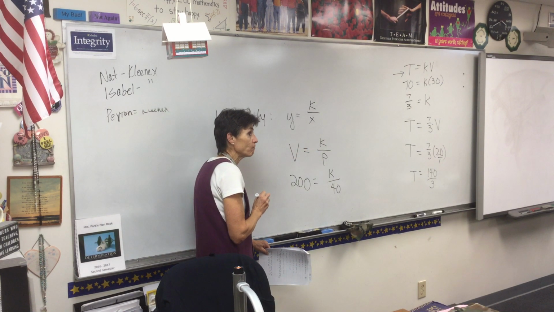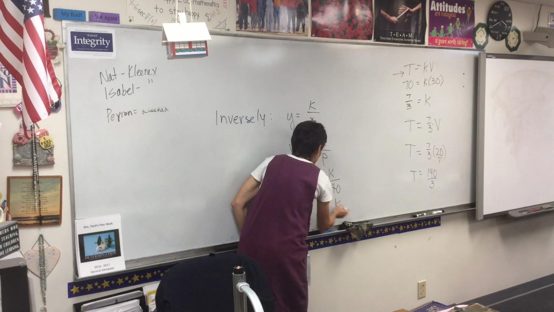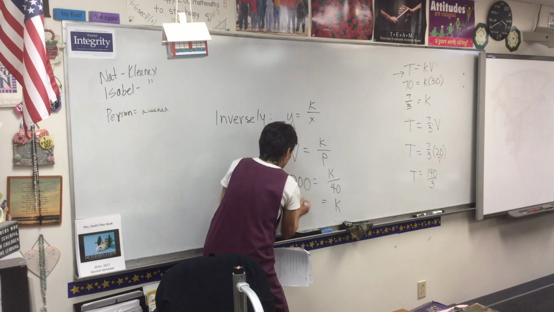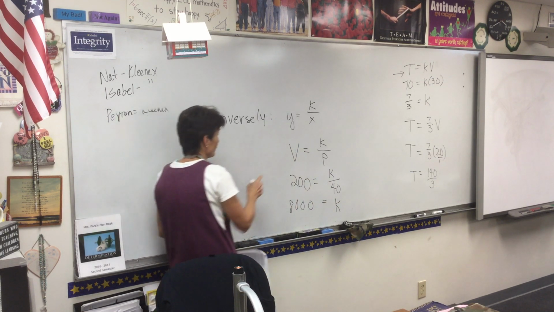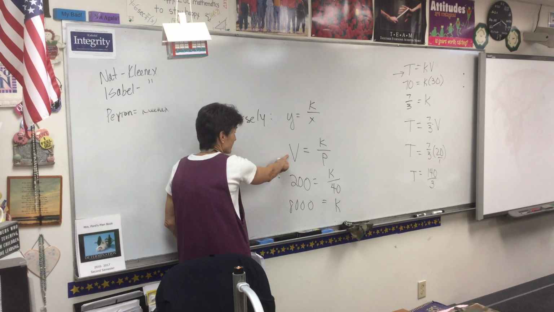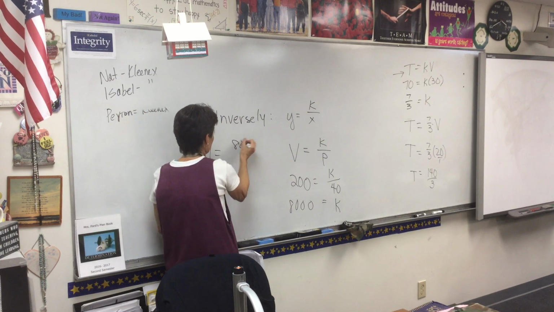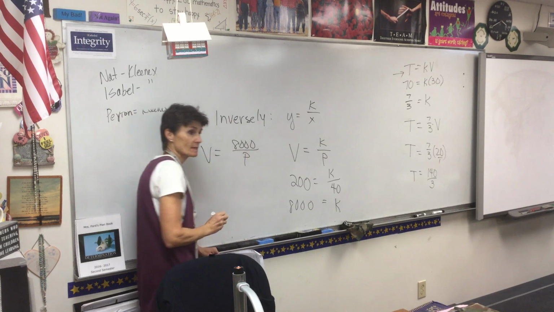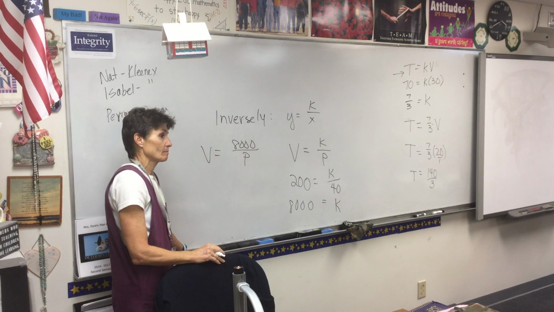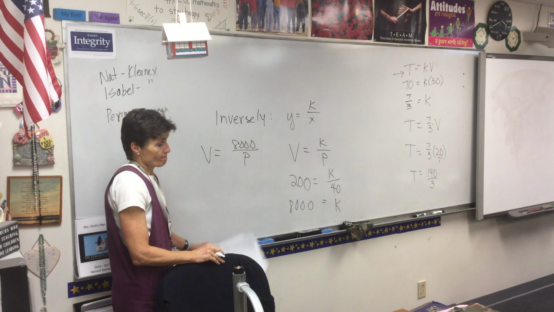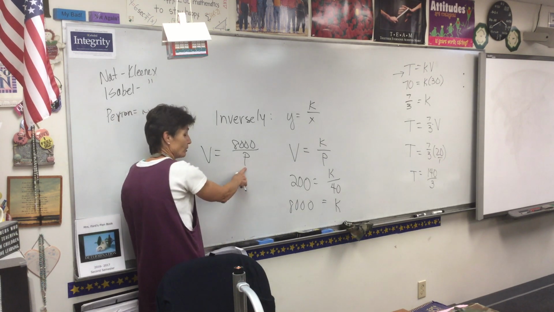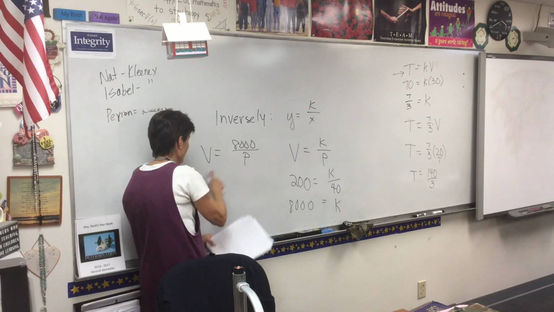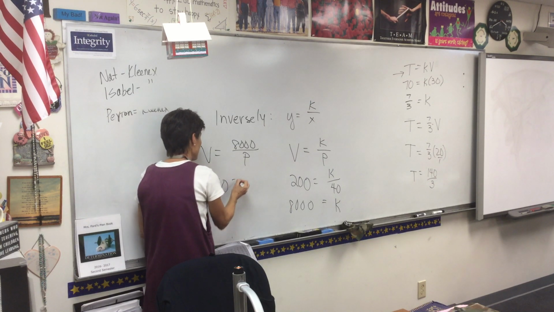So I can solve for K. It's going to be 8000. So now I have an equation that instead of looking like this, it now looks like this, because I know what K is. Find the pressure if the volume is 950.